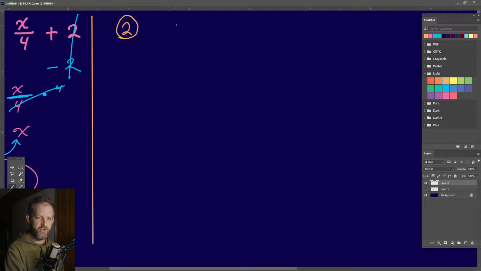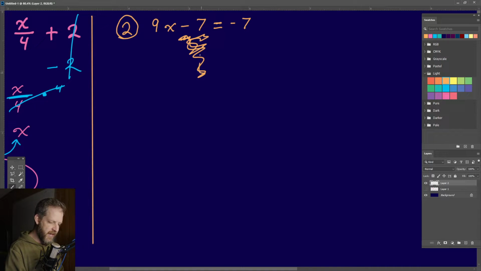Example number 2. Let's do 9x minus 7 equals negative 7, right? So again, if we've got this minus or plus hanging out here all by his lonesome without any weird stuff, then we probably want to get rid of him first because he's easier to take care of, all right? So I'm going to get my other color.